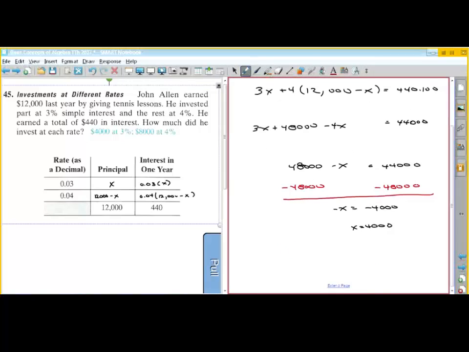So you might stop there, but you've got to read the original question. How much did he invest at each rate? So the answer is $4,000 at 3% and 8,000, which is from here. 12,000, x is 4,000. 12,000 minus 4,000 is 8,000. So you'd have 8,000 at 4%. And that would be the answer. So be careful of that.